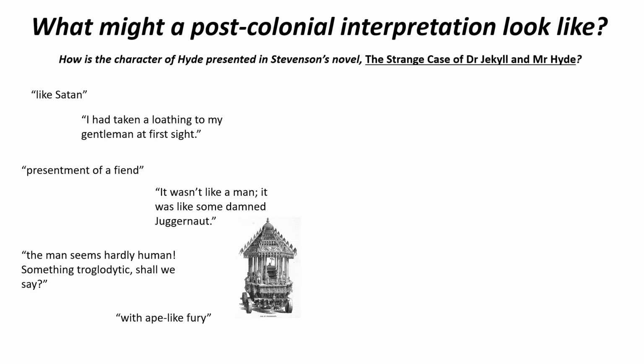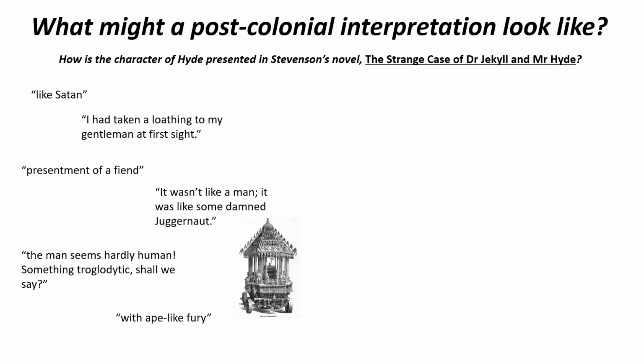And so if we look here at the quotations on the left, I've chosen these as descriptions of Mr. Hyde that we find throughout the novel, and which are really familiar to anyone who's studied the novel in depth. So firstly, Hyde is described as being like Satan. Then we hear Enfield's voice saying, "I had taken a loathing to my gentleman at first sight." You know, there seems to be some reason why Enfield hates Hyde. He doesn't even know him. He's only seen him once, albeit enacting violence, but there's no particular reason why he should hate him that instinctively.